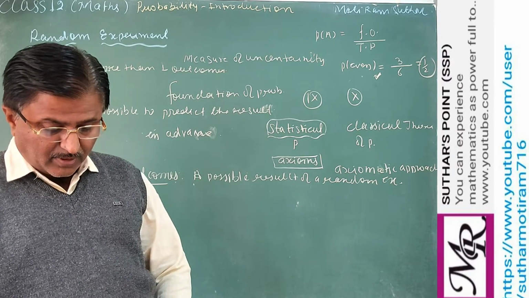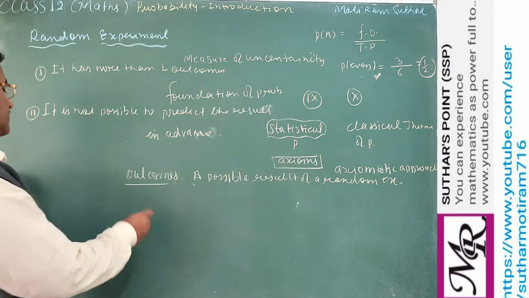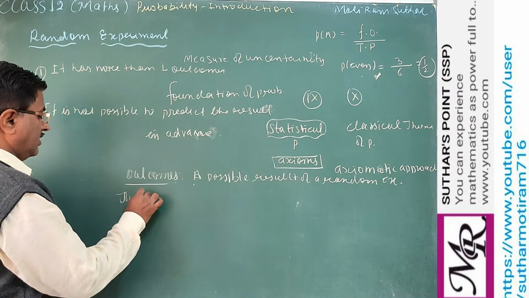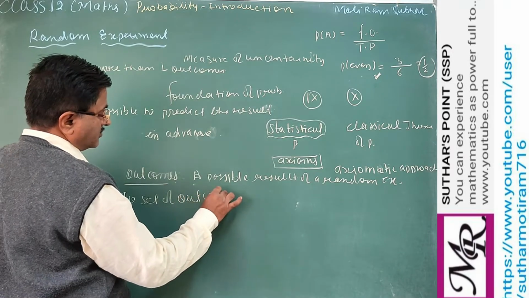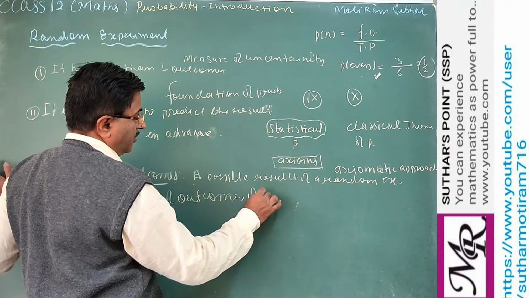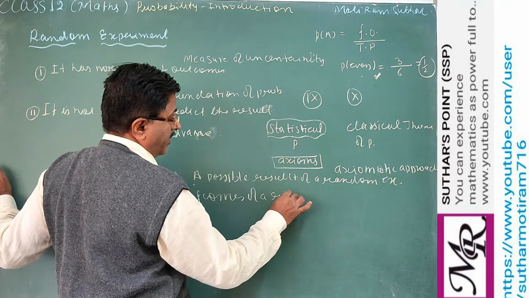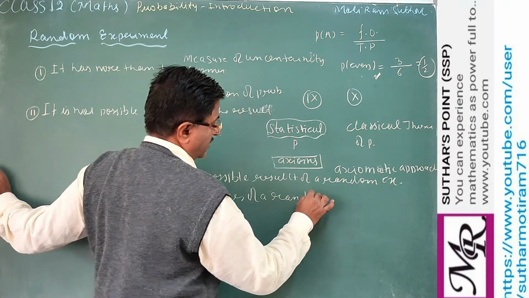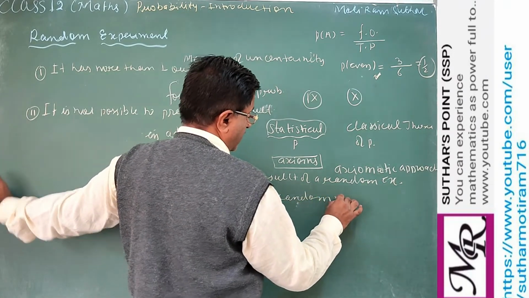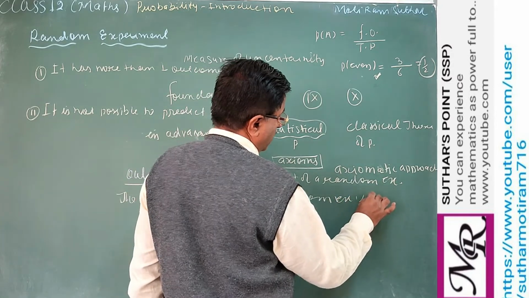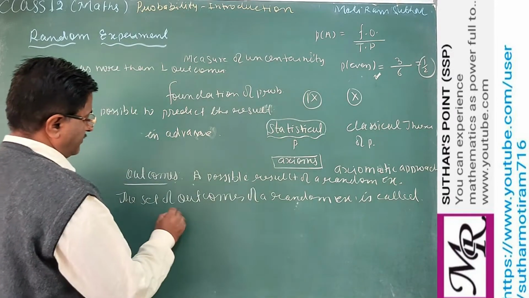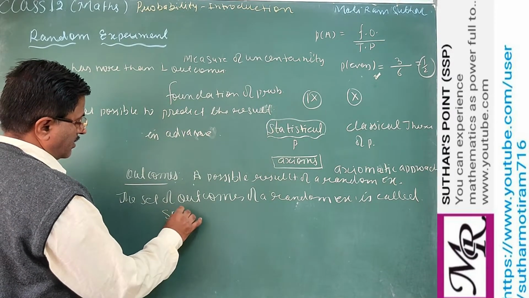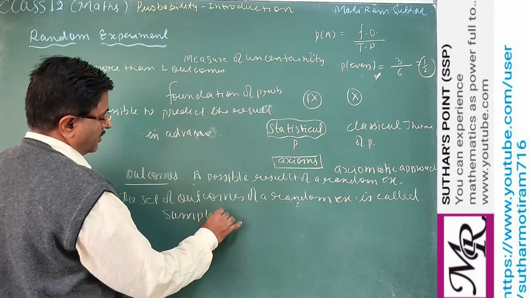The set of outcomes of a random experiment is called the sample space.